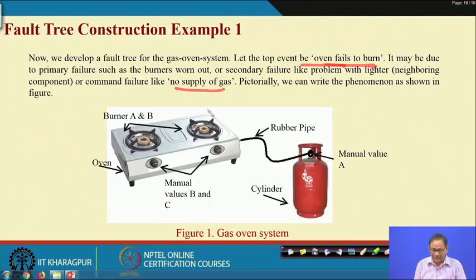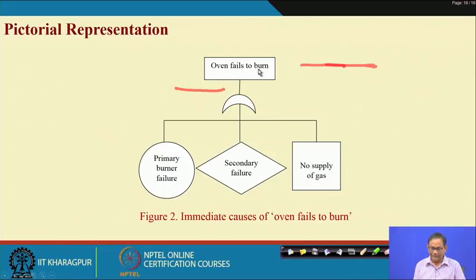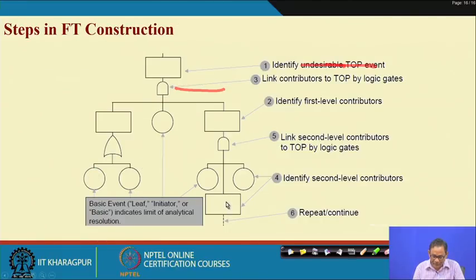Common failure, why? Because the component may not be able to supply gas. So, using this PSC concept, what do we finally find out? Oven fails to burn, primary burner failure, secondary failure may not be known, and no supply of gas. This is the common failure. So, no supply of gas is the common failure. When you put this rectangle symbol, these are all common failures, and they may be intermediate failures, and finally, they may be component level failures. When you come down to component level failure, put a circle.